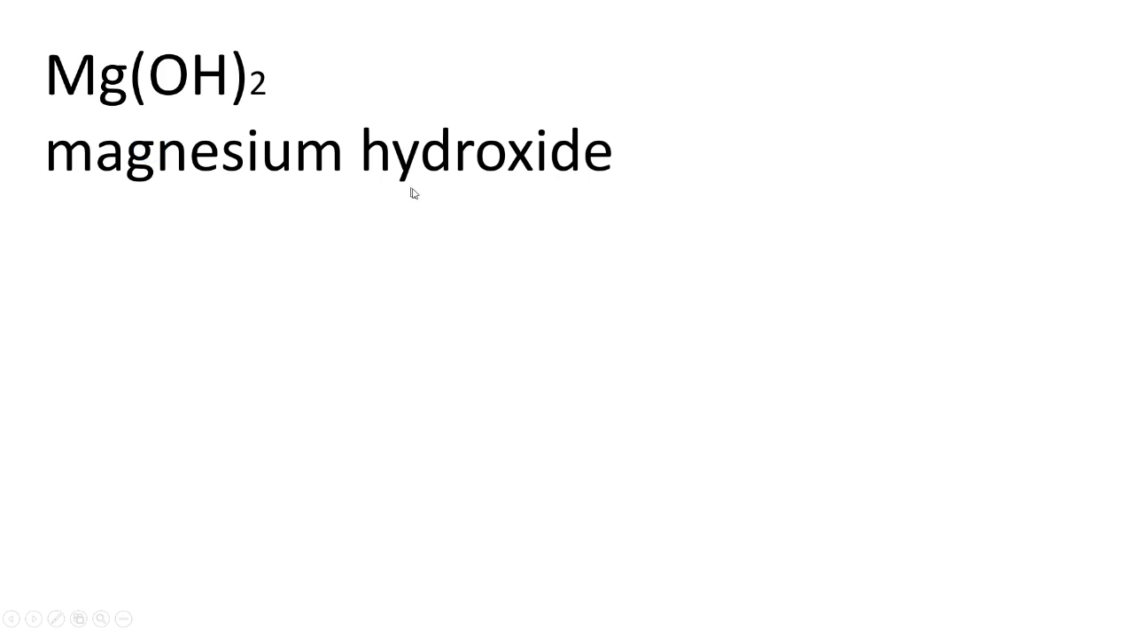Not only do we see OH, but there's 2 of them. We would pronounce that as magnesium hydroxide. We wouldn't say dihydroxide. Yes, there are 2 of them, but magnesium's a metal, so this whole thing is an ionic compound, and you don't use the prefixes di, tri, tetra. You don't use any of those prefixes when you're naming an ionic compound. So this is just called magnesium hydroxide.